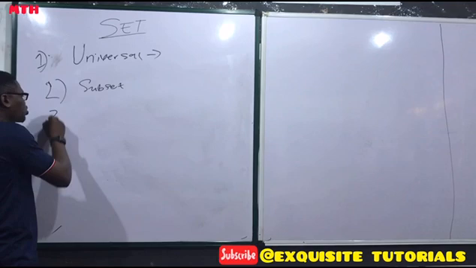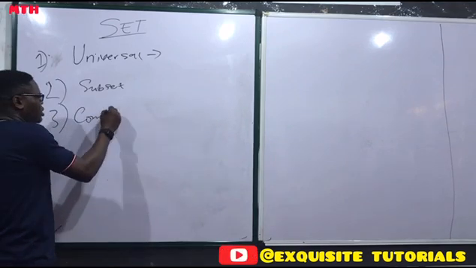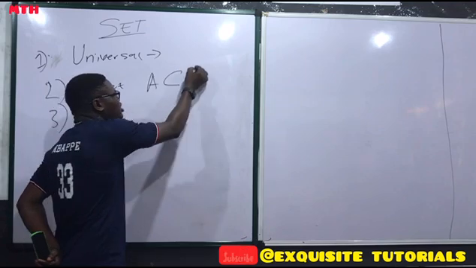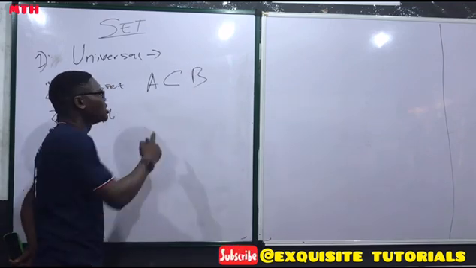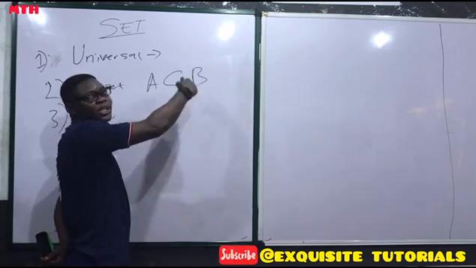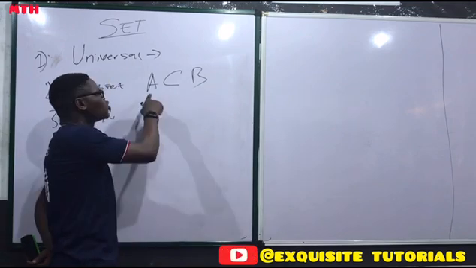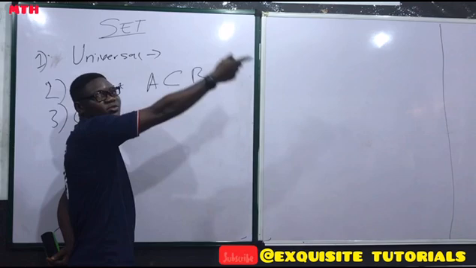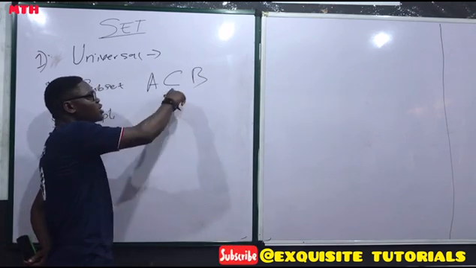Now, for subset, I forgot to say, anytime you see this symbol they use for subset, what they mean is A is inside B. That's the best way of explaining it. So A is a subset of B. This is read as 'is a subset of'.